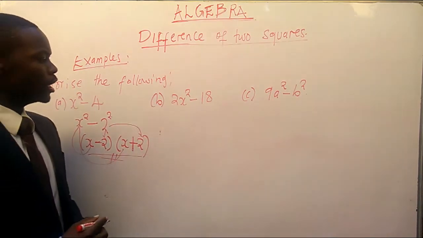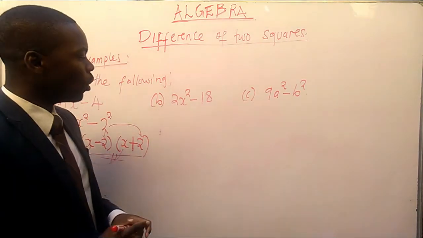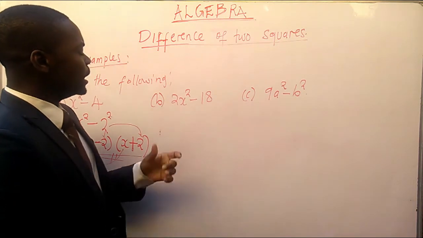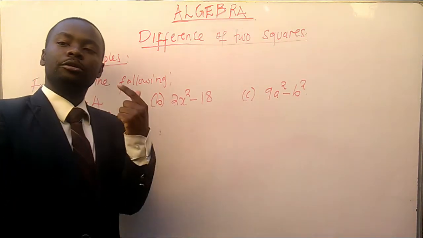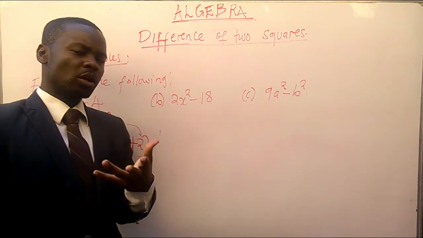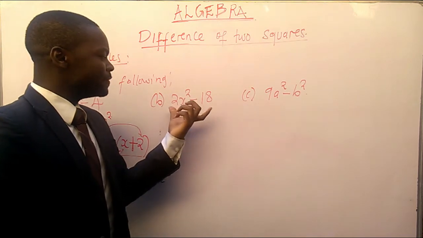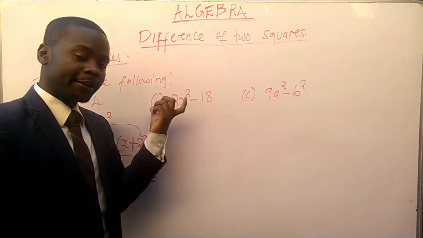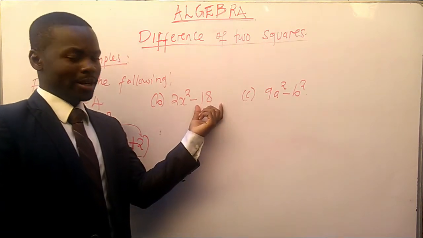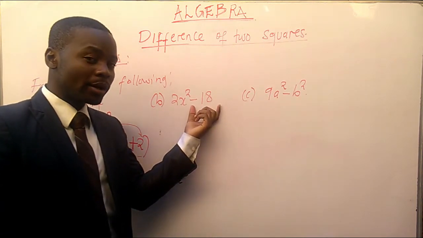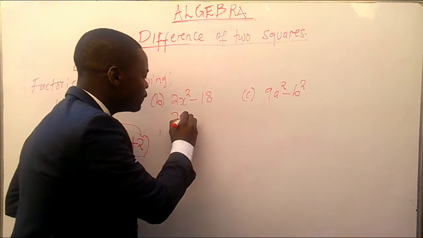Let's go to B. B is 2x squared minus 18. As you can see, it's very difficult for us to convert these two to be raised to power 2. Then what can we do? What we can do is identify a common factor first between 2x squared and 18. What's that common factor? The common factor is 2. So you must factorize the common factor first.